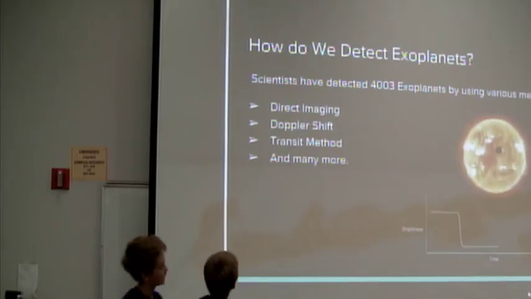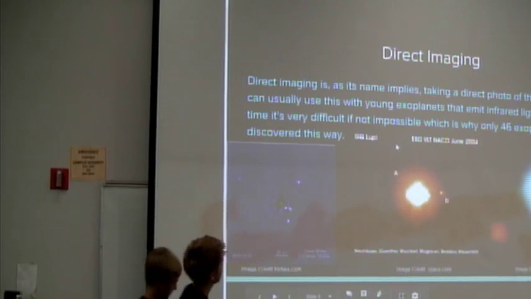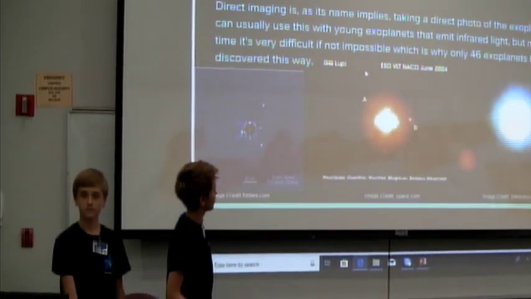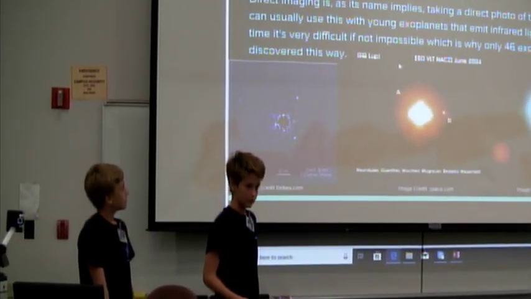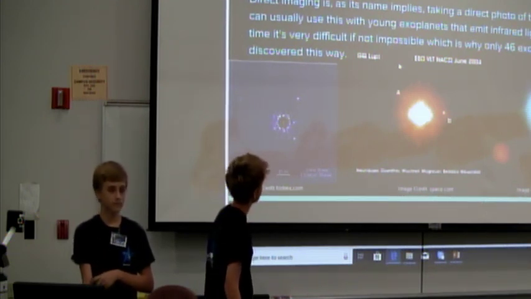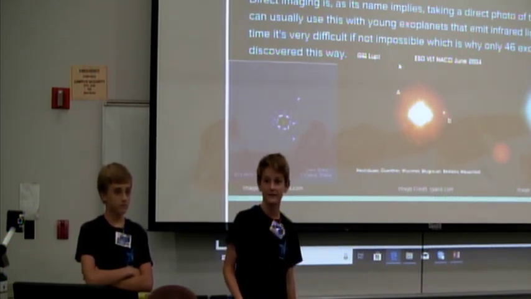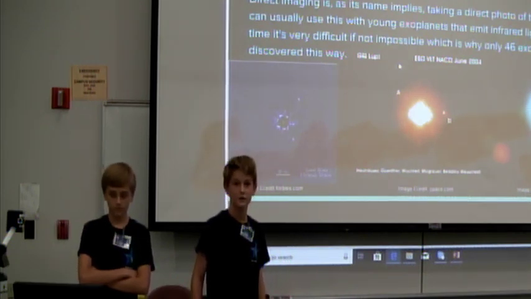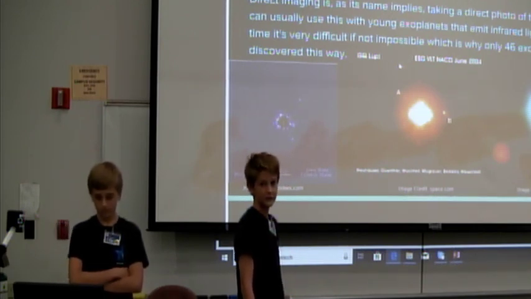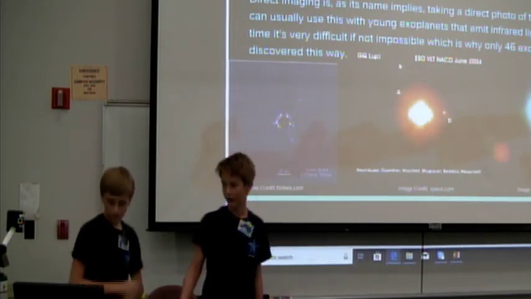Transit method, and many more. So for direct imaging, it pretty much is like direct imaging. You take a photo of the planet, and generally you use young planets, typically not older stars and planets. It's very difficult, and even NASA has a hard time using direct imaging to find exoplanets. Only around 46 exoplanets have been discovered this way out of the 4,003 that have been discovered.